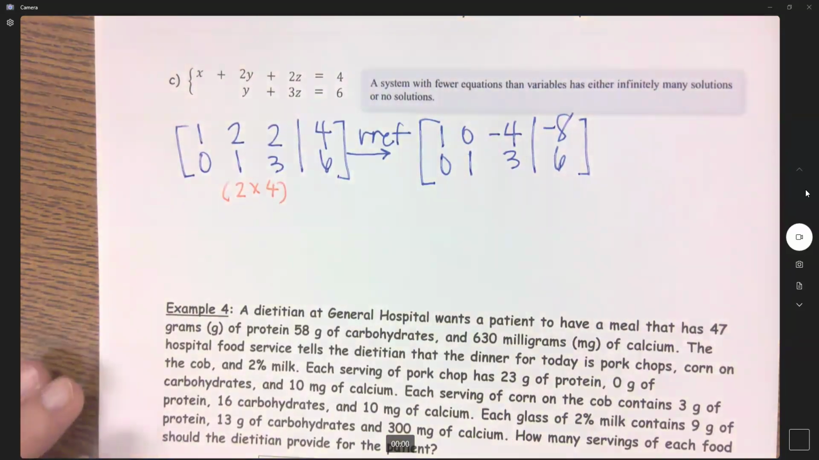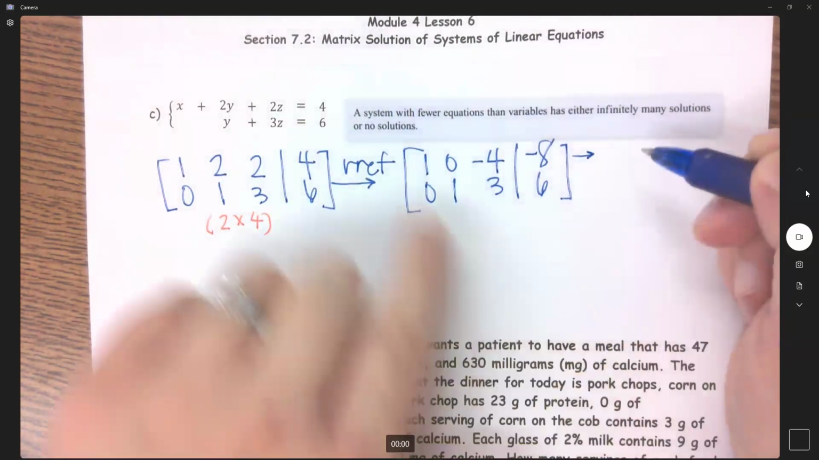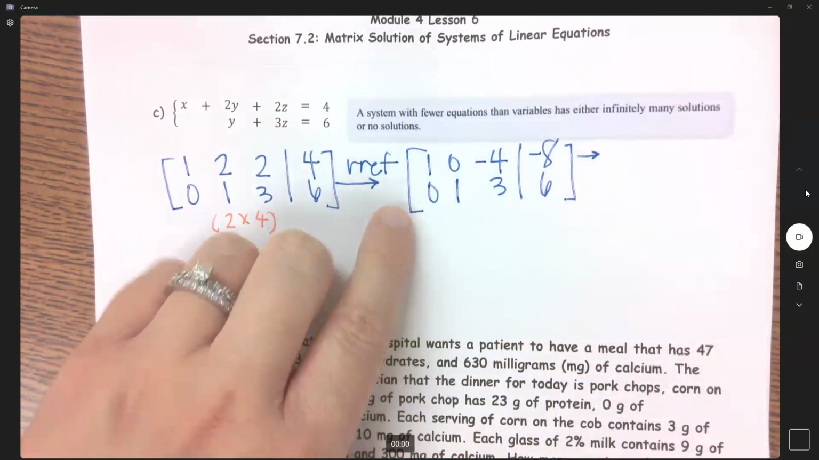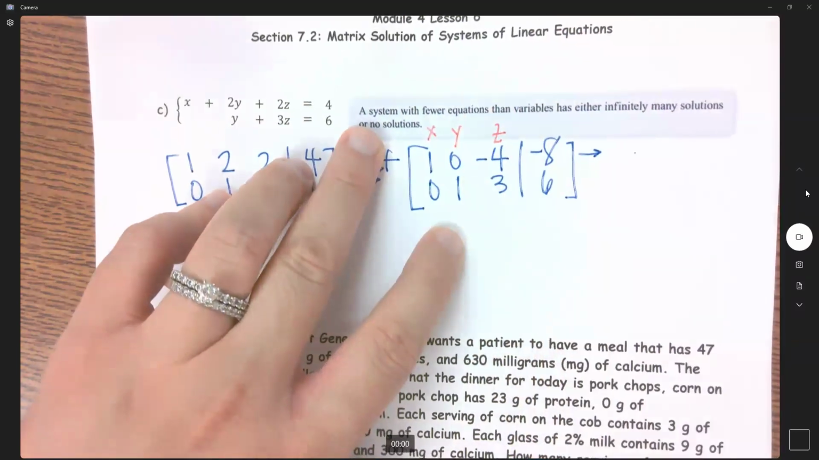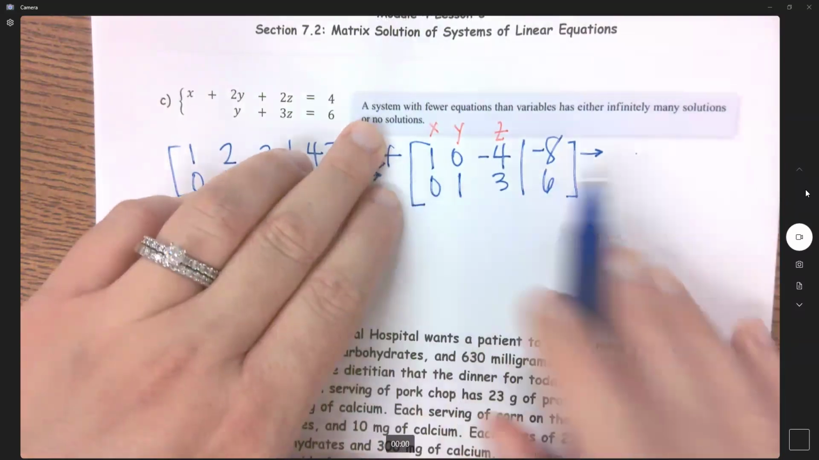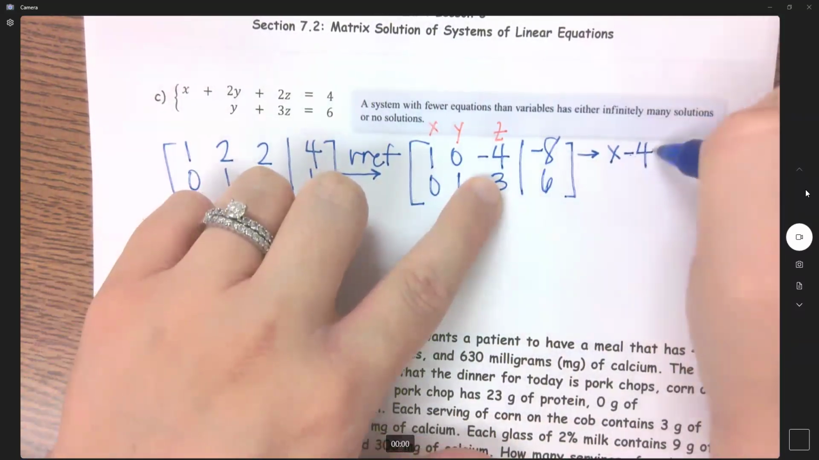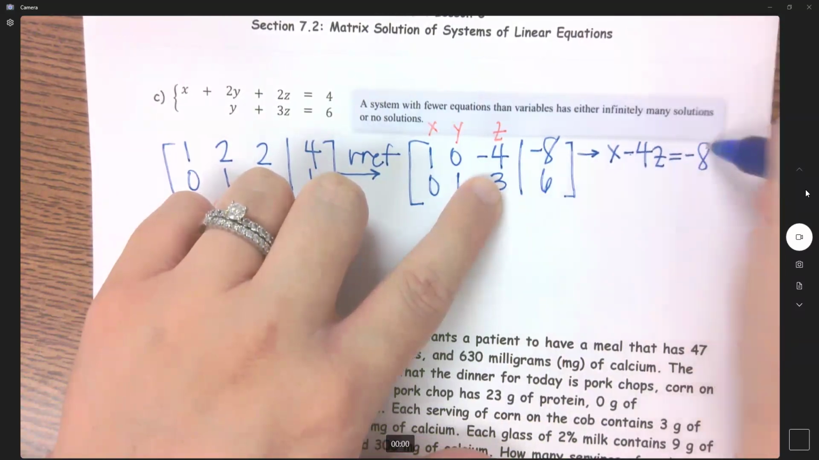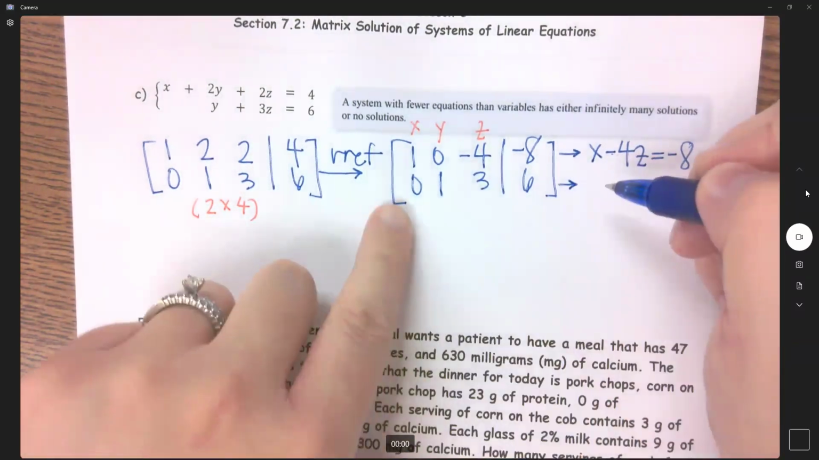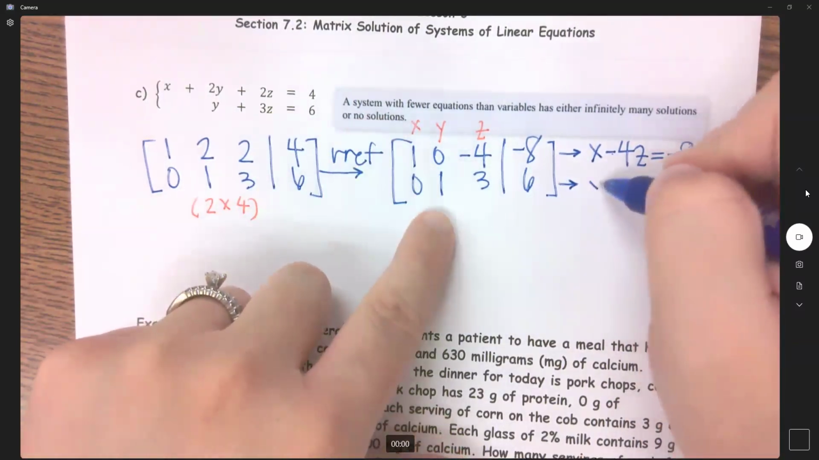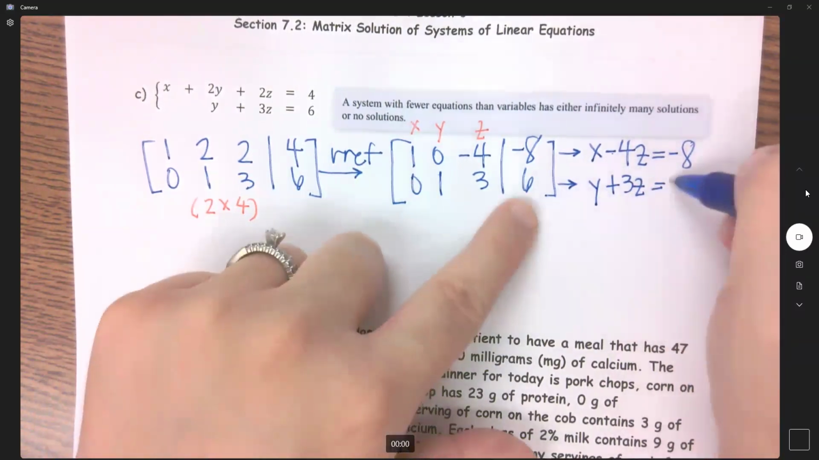Okay, and let's write our equations out. This first equation here, if this is my x, my y, and my z, my first equation is 1x, or x, no y's, minus 4z equals -8. My second equation here is 0x, 1y, plus 3z equals 6.